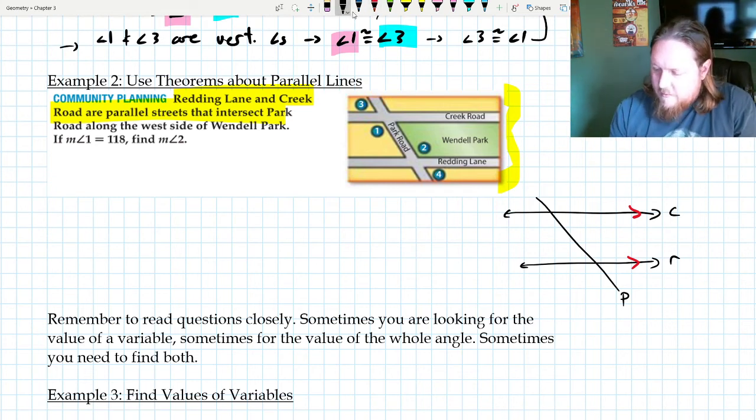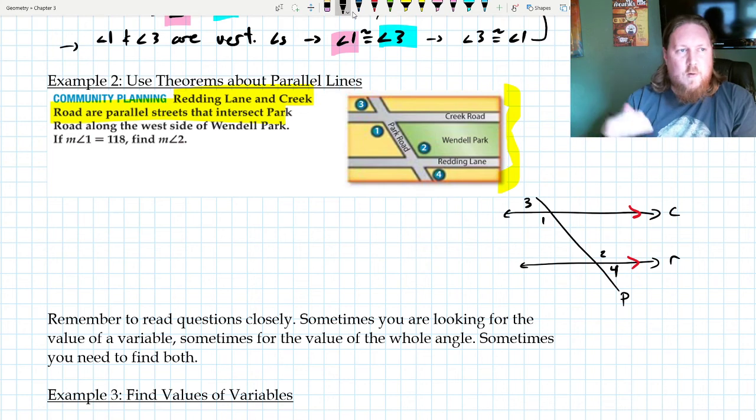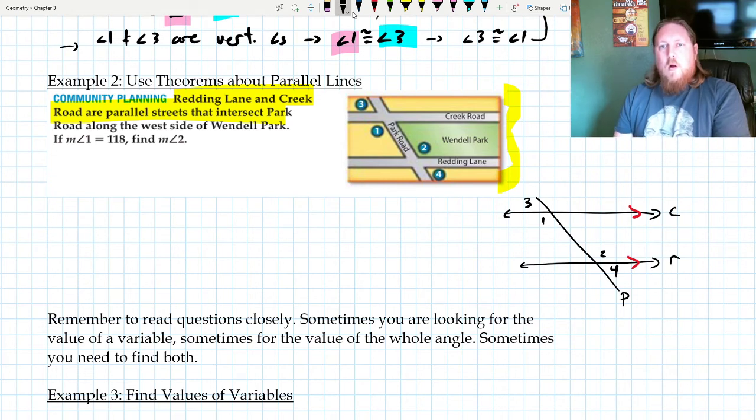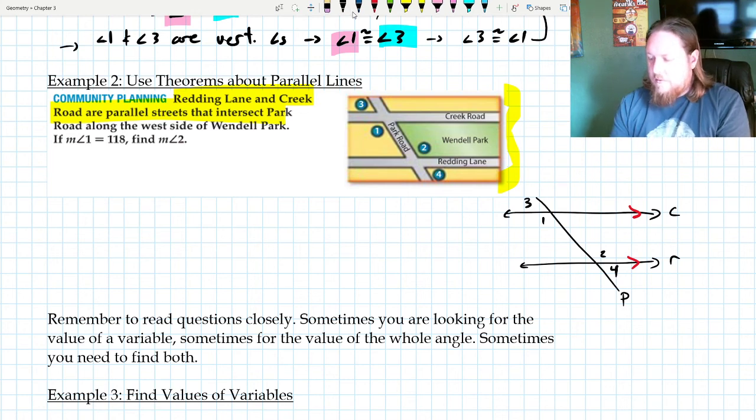And one thing I can do now is just put in all the corresponding angles so that I've got stuff to refer to, same way that the picture looks. So I've just drawn a simplified version of what that map looks like. The road along the west side of Wendell Park. So basically, Wendell Park is the interior side between the two roads. That's extra information that we don't even need.